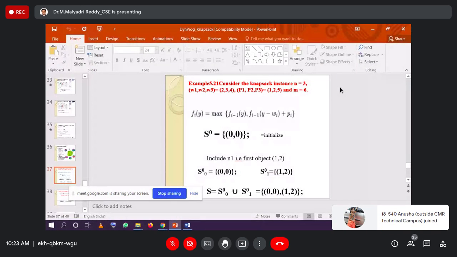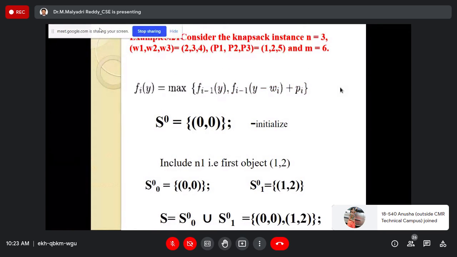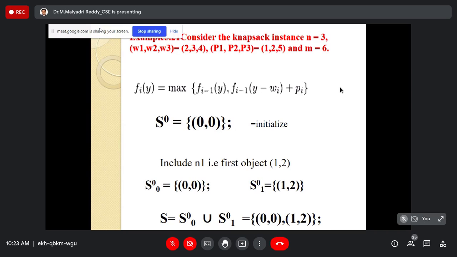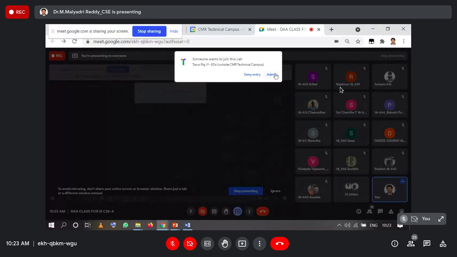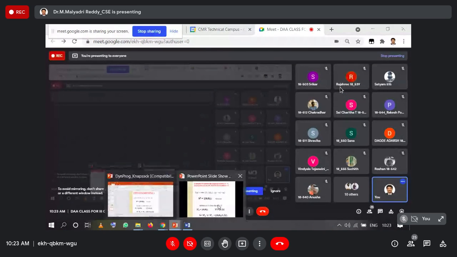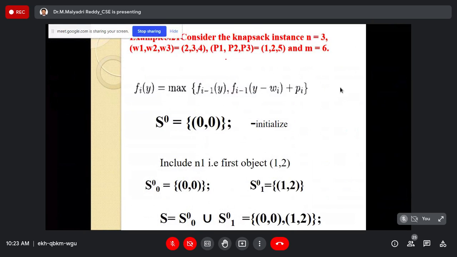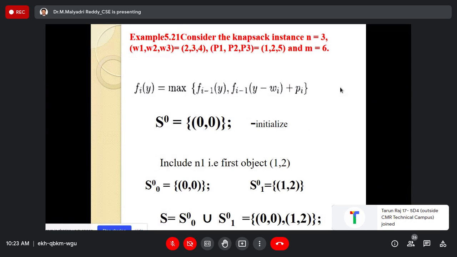Okay, you can see the screen. First, I will explain an example which is from the textbook. Then I will explain the concept and one different model of examples. Can you see the screen once again? Okay, I think all of you know what the knapsack problem is.